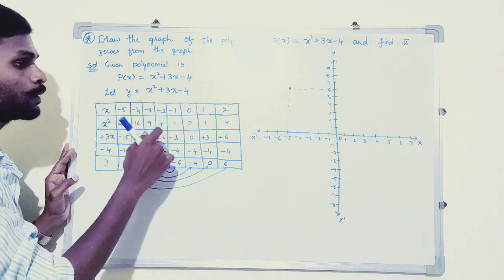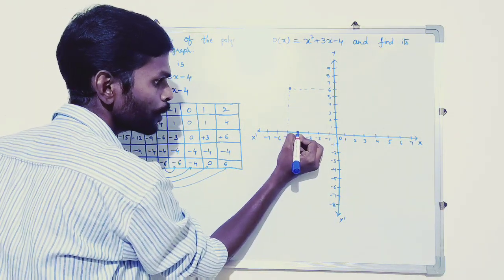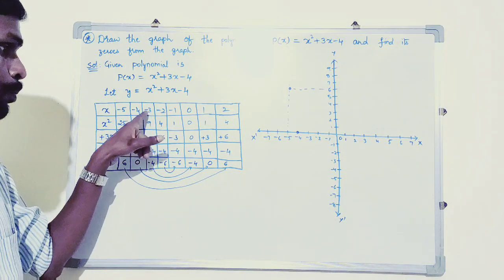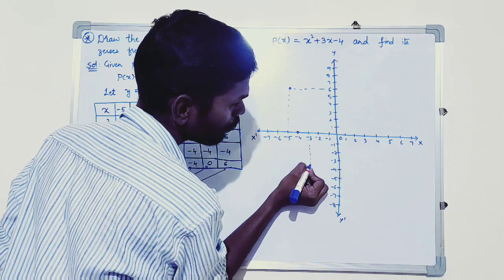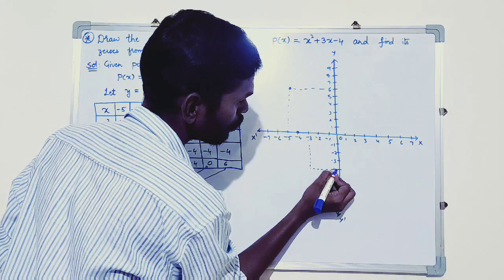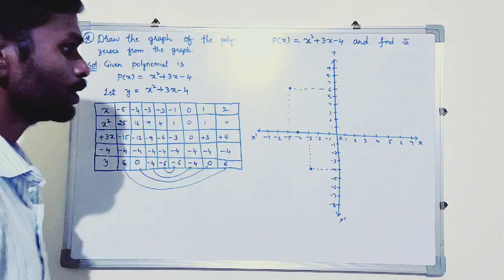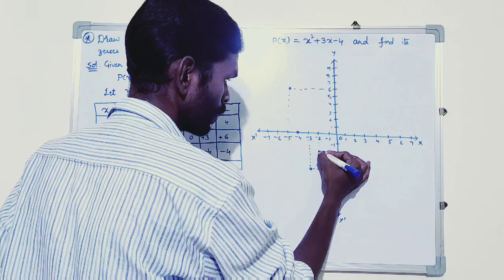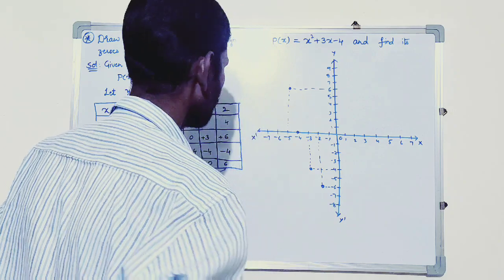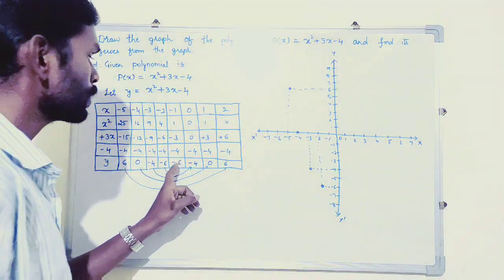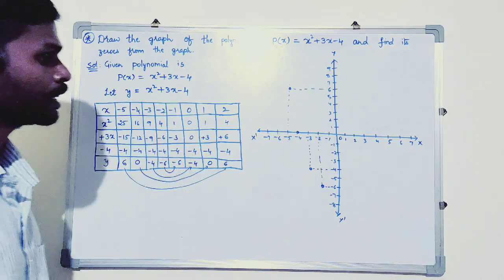Now for x equal to minus 4, the y value is 0, so this point will be on the x-axis. For x equal to minus 3, the value is minus 4. This is the minus 3 line, and this is minus 4. This is a point. Similarly, for x equal to minus 2, the value is minus 6. This is the x equal to minus 2 line, and this is y equal to minus 6. Minus 6 again repeats, right? So x is minus 1, y is minus 6.